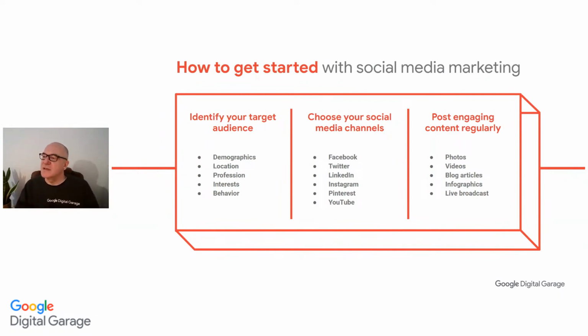Look at the demographics, the location that people are in, especially if you're a local business. You can find the professions that your audience have, the interests, their behavior, what they do, what they like, what stimulates them, what really helps press their buttons. You can start to understand your audience on a very granular level. You can choose the channels that are applicable to them. As I mentioned, you don't need to be on them all.